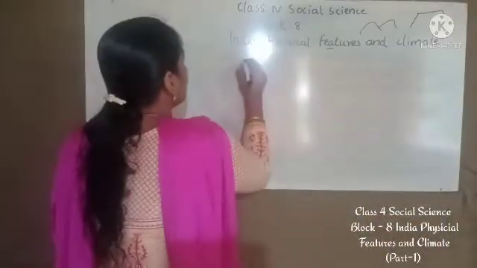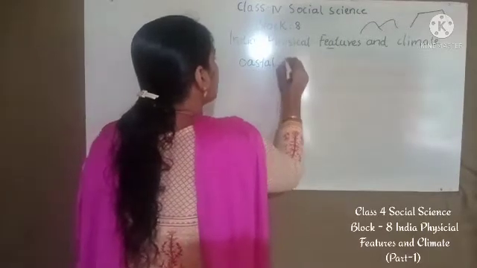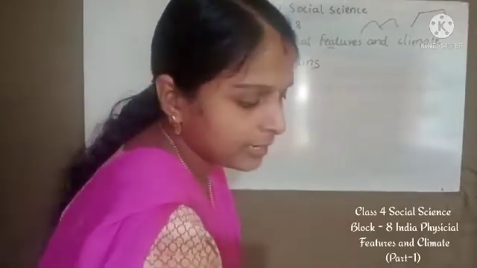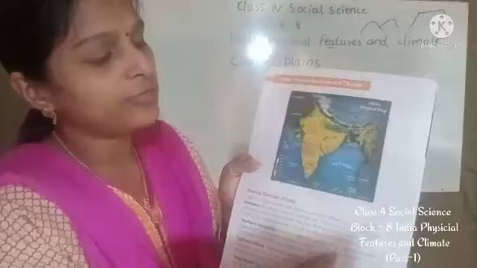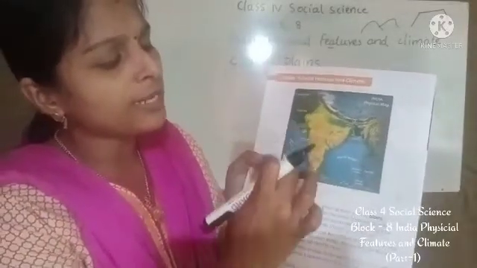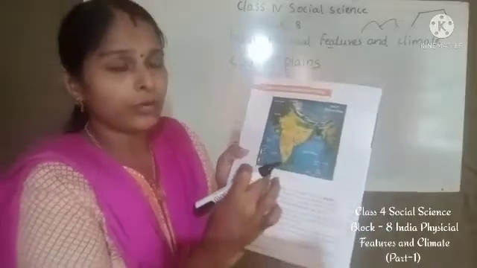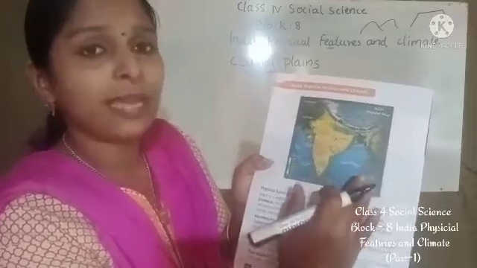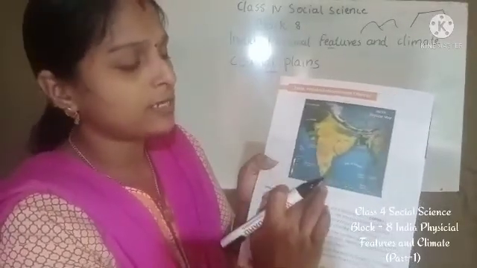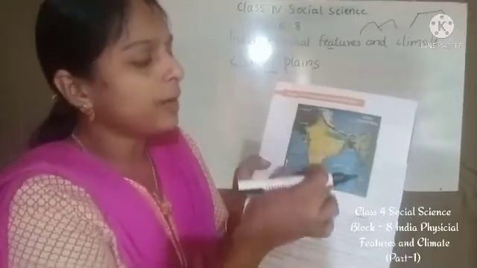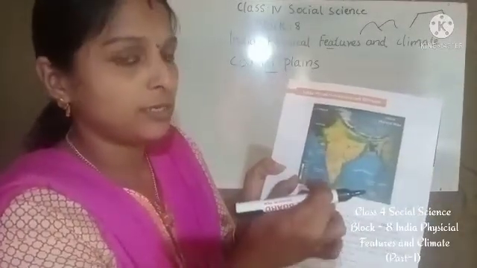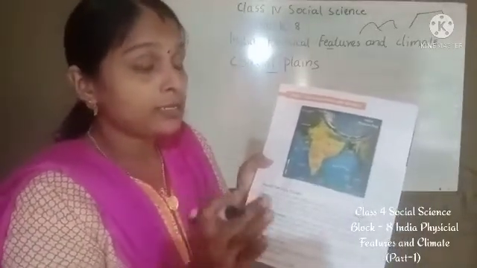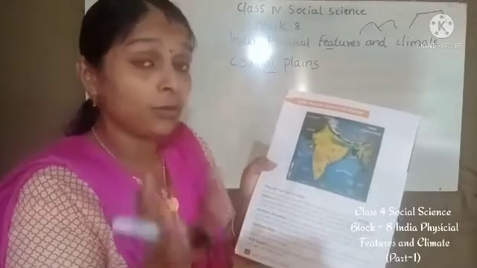Okay, next is coastal plains. Where is the coastal plain situated? Look at the physical map, children. You can see which areas are covered by water. In India, you already learned which sides have water: in the east it is the Bay of Bengal, in the west the Arabian Sea, and in the south the Indian Ocean. So three parts of India are covered by water, isn't it? Coastal area means the area near the sea, river or ocean.